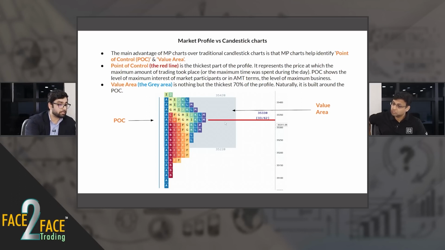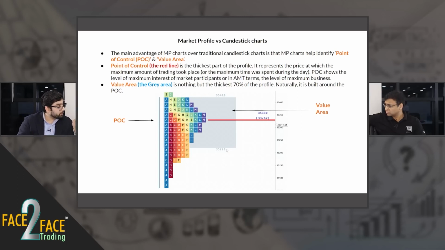The POC is the particular price point, and this value area is a full zone जहाँ पे value establish हुई है आज की. Now this value area and this POC, once you start looking at it on a day-to-day basis, every day the way it is changing, the way the value area is expanding or contracting, this will give you a plethora of information of how market participants are coming in and trading with each other.